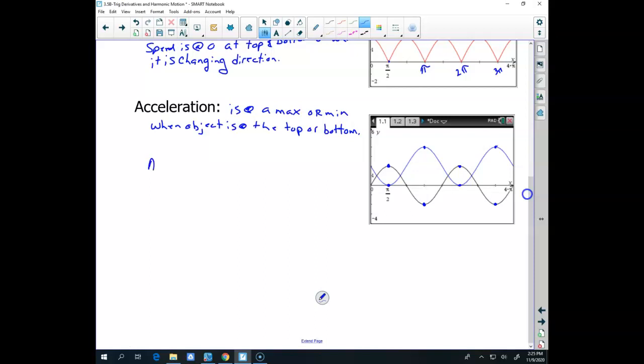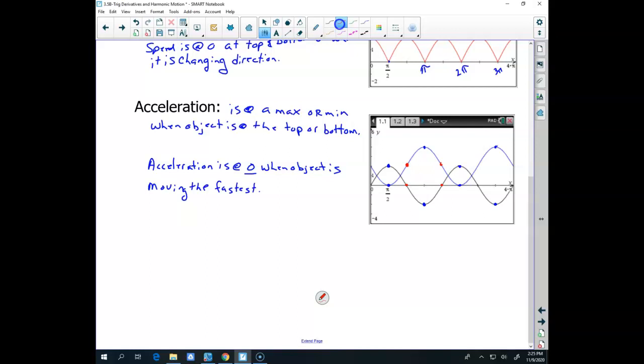And also, acceleration is 0 when the object is moving the fastest. So the acceleration is 0 when the object's moving the fastest. Well, when's the object moving the fastest? Right here at its point of inflection. Right here at its point of inflection, acceleration is 0. Well, that kind of makes sense.